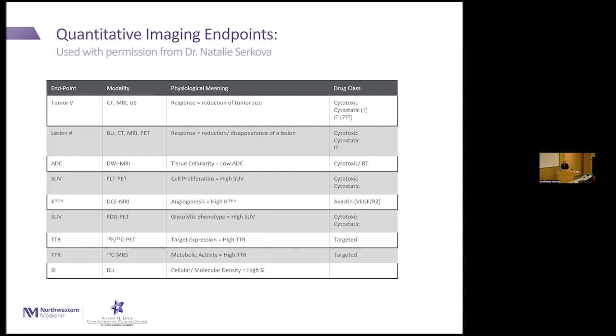In this table, so yeah, some of them require a contrast agent and some of them don't.